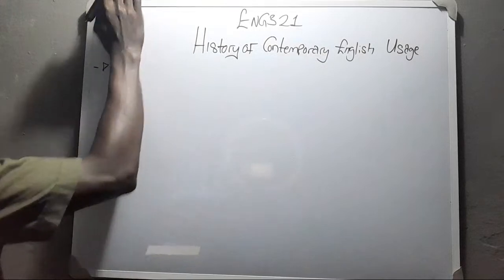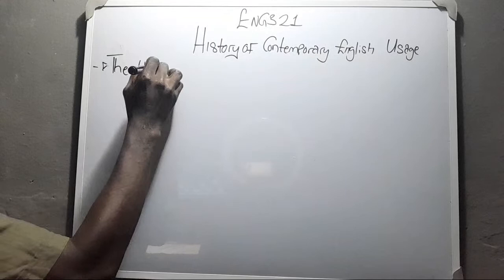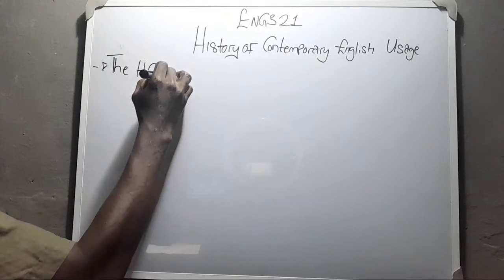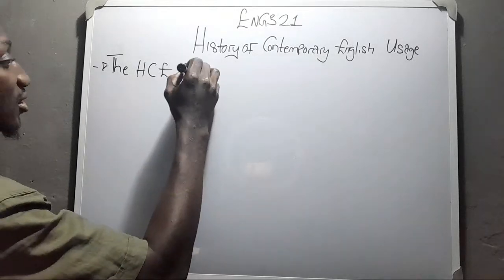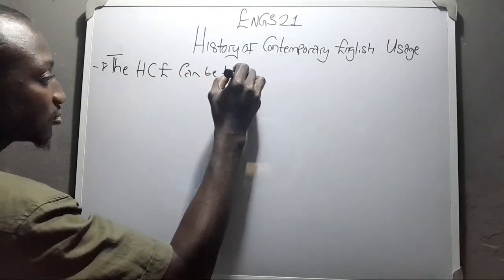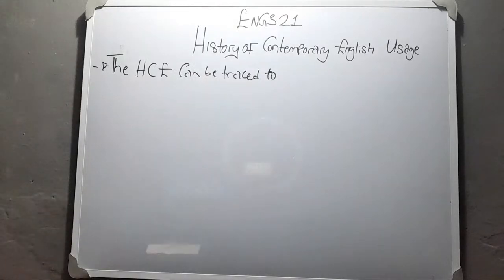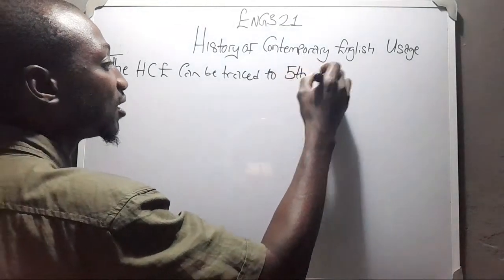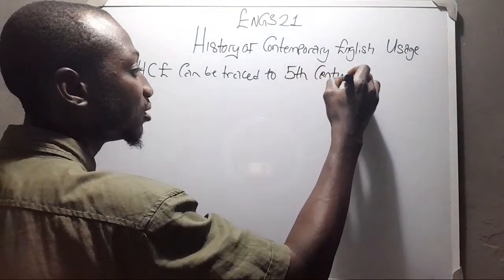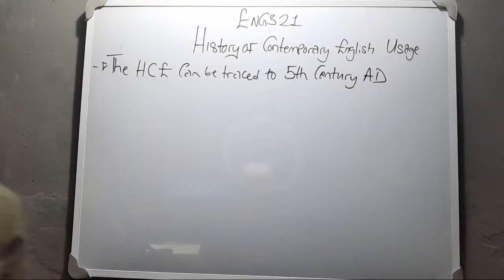Now let's say the history of contemporary English, HCE, can be traced to the 5th century AD. Now, can anybody tell me what is the meaning of AD?